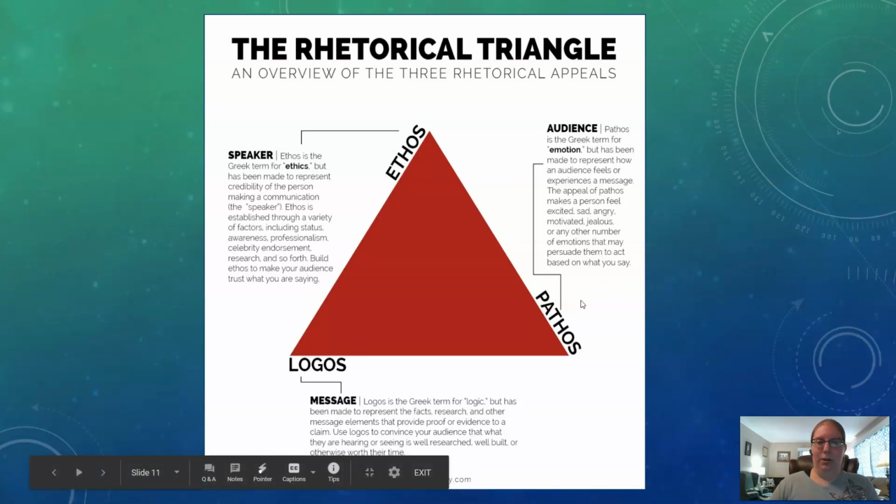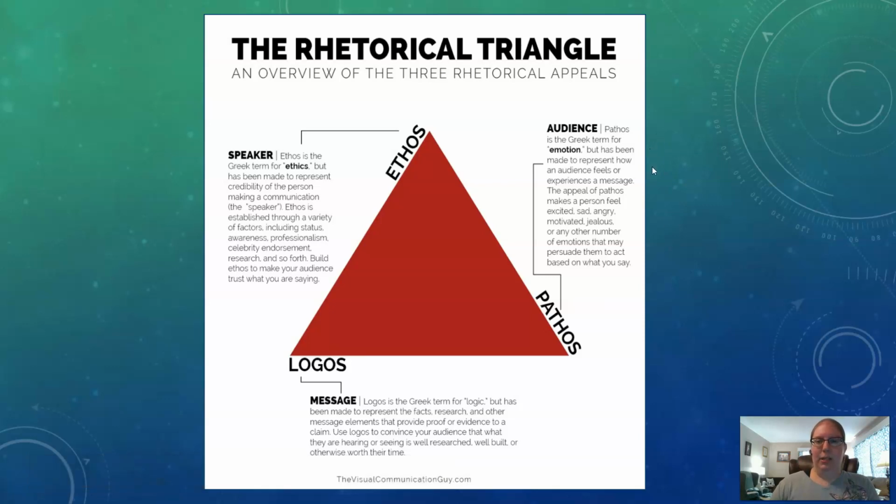And of course, pathos, which is emotional appeal, represents how an audience feels or experiences a message. So the appeal of pathos makes a person feel excited, sad, angry, motivated, jealous, or any other type of emotion that you might feel when experiencing that appeal. And they are trying to persuade you to act based on what they say.